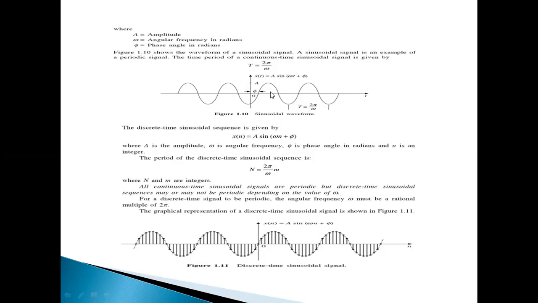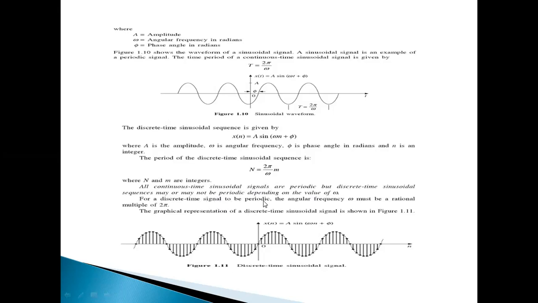With the 360 degrees, from 0 to 2 pi, it repeats for continuous time. They are saying all continuous time sinusoidal signals are periodic. Remember this one: all continuous time sinusoidal signals are periodic, but discrete time sinusoidal sequences may or may not be. Sometimes it is periodic and sometimes it is not periodic, depending on the value of the angular frequency omega.